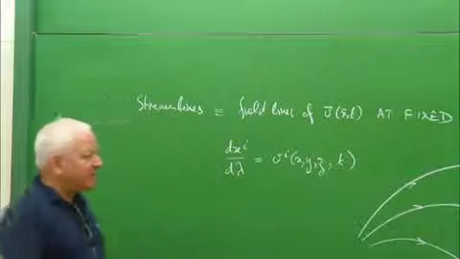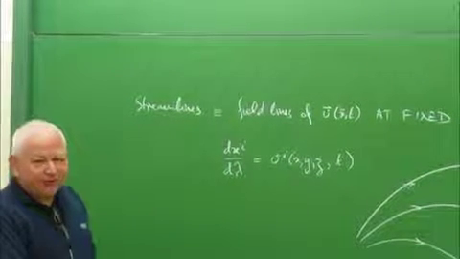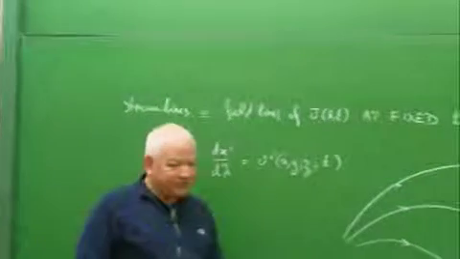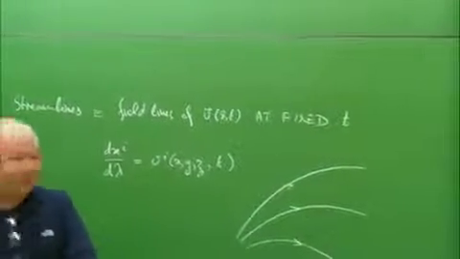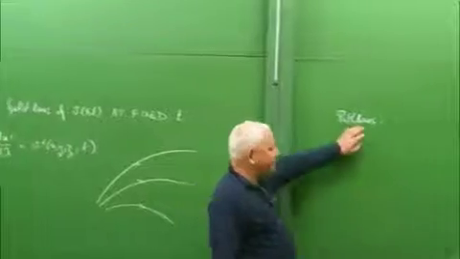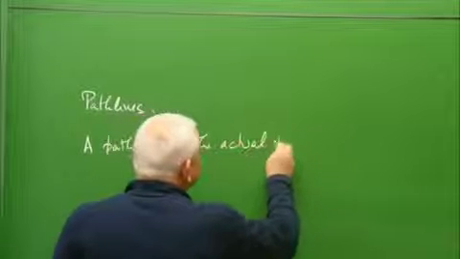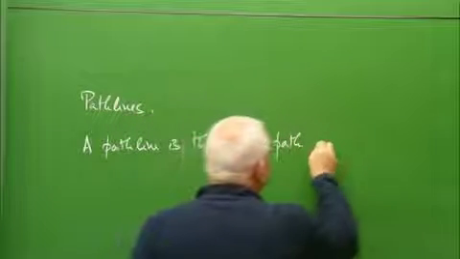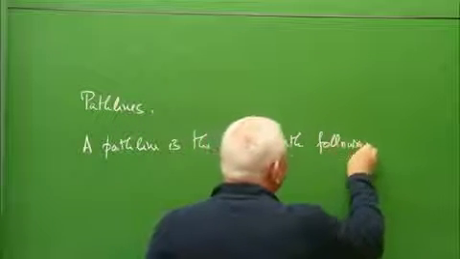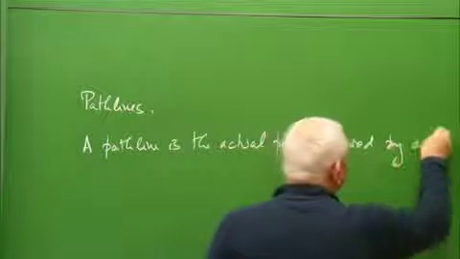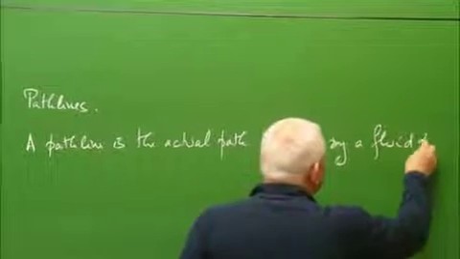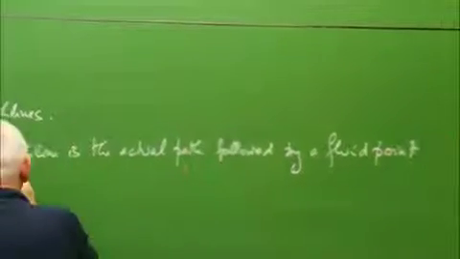So the next thing we have to consider is, how does the fluid move? If it's not according to the pattern produced by the streamlines, then how does the fluid move? And for that, what we need to do is calculate what are called pathlines. So a pathline is the actual path followed by a fluid point as it moves.